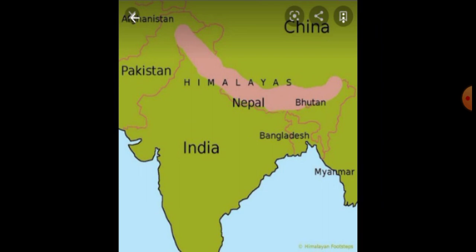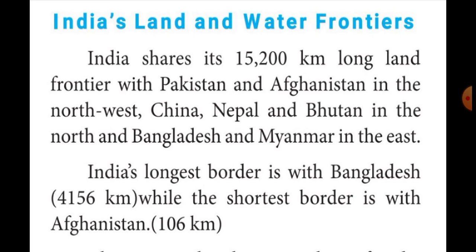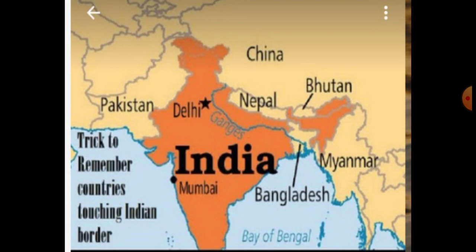Now just look at the map, students. Here the Himalayan mountain is shown in the rose color. This Himalayan mountain separates India from the rest of the continent. Okay, then the neighboring countries of India are Pakistan and Afghanistan in the northwest, China, Nepal and Bhutan in the north, and Bangladesh and Myanmar in the east.